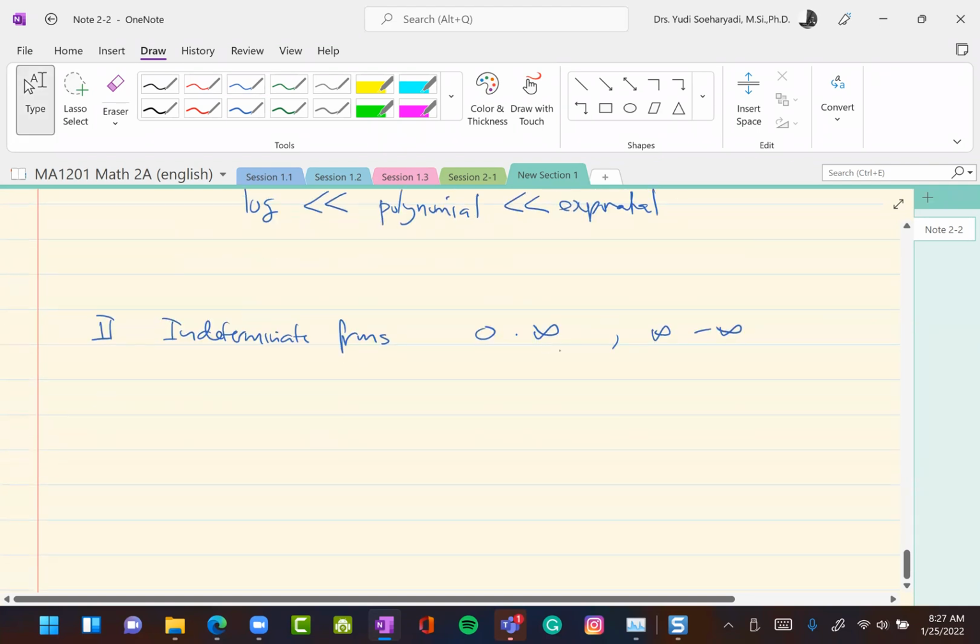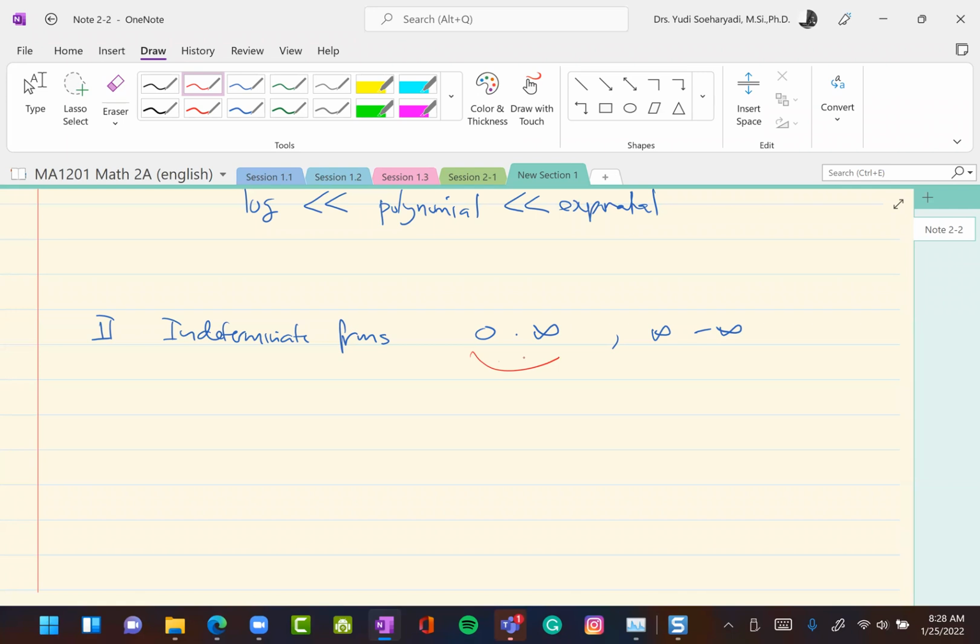This is small times large, and this is large subtract large. And why are those indefinite forms? For this one here, 0 times infinity, I would like to take an analogy with this.